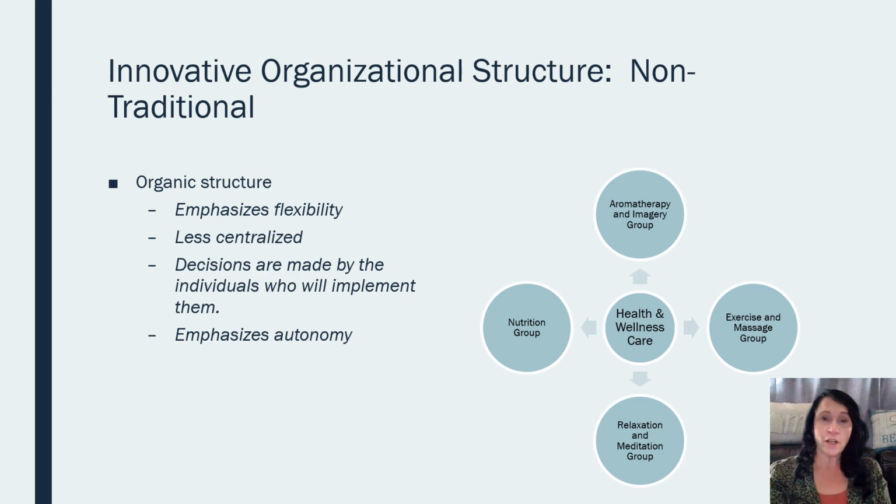The innovative organizational structure, and this is non-traditional, is kind of organic in nature. It emphasizes flexibility. I like that. Less centralized. Decisions are made by the individuals who will implement them, and they emphasize autonomy. So, innovative operations are more dynamic, more flexible, and, again, less centralized than the traditional bureaucratic organization. Decisions are made by the people who will carry out the implementation process.